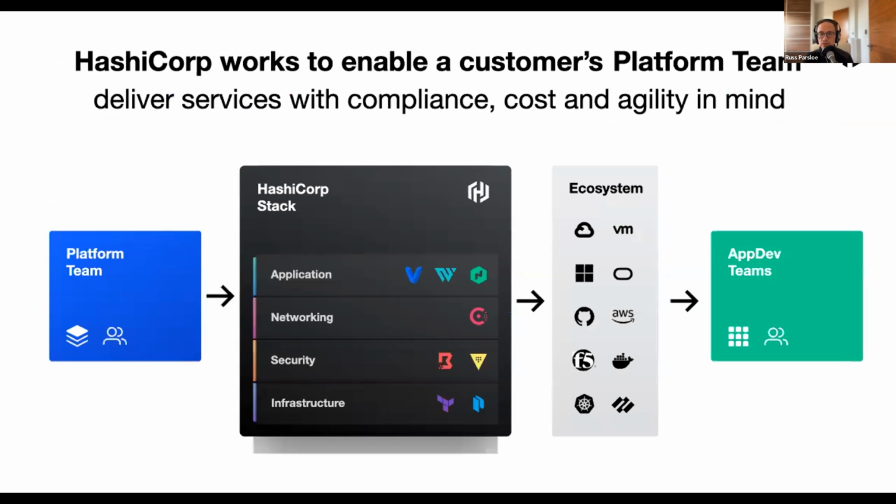I think one of the things we've seen, and probably everyone has heard this term, is the rise of the platform team. So all of our tools really are designed to enable the platform team to offer services and capabilities to the app dev teams as well, with the focus on compliance, cost, agility, being dynamic, being elastic, kind of trying to remove some of those bottlenecks that people typically have. We're trying to get rid of those to enable your app development teams to produce things that are going to provide value to your end consumers, to your customers. So that's HashiCorp in a very quick nutshell.